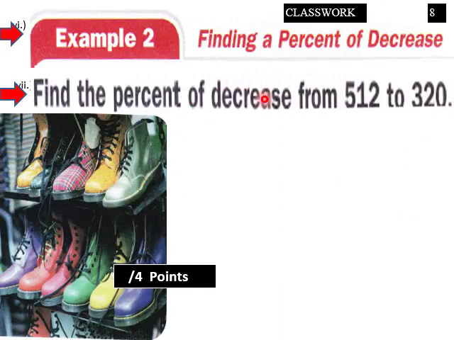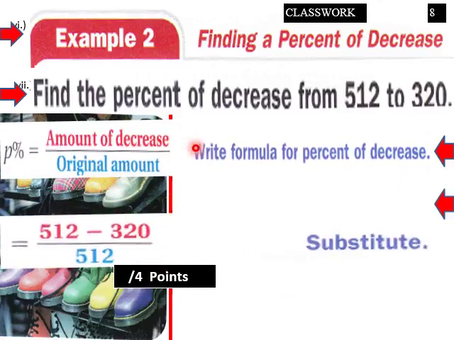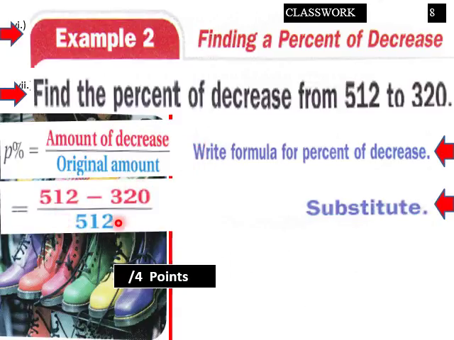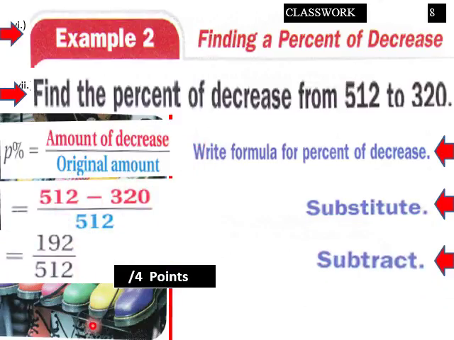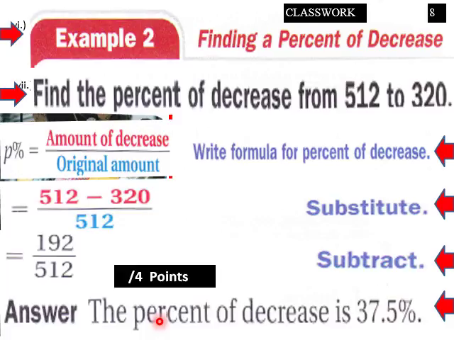Okay, example 2, find a percent of decrease from 512 to 320. So original amount in the denominator, amount of decrease, so it'll be 512 minus 320. So it'll be 192 over 512. And then that would be 3/8, which is 37.5% of a decrease there.